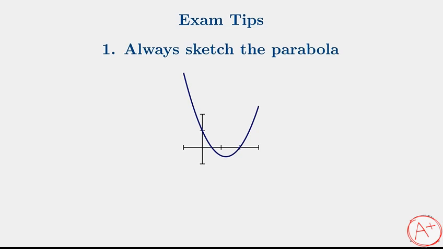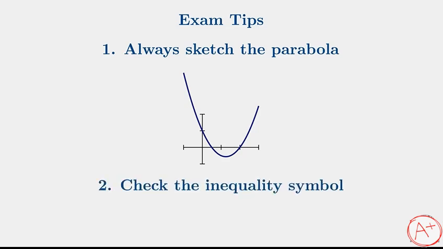Examiners often look for these sketches as evidence of your method. Second, check the inequality symbol. Check the original question. Does it use greater than or equal to? If the question includes the equal sign, your final answer must include it too. Using a strict inequality when an inclusive one is required is a classic way to lose an accuracy mark.